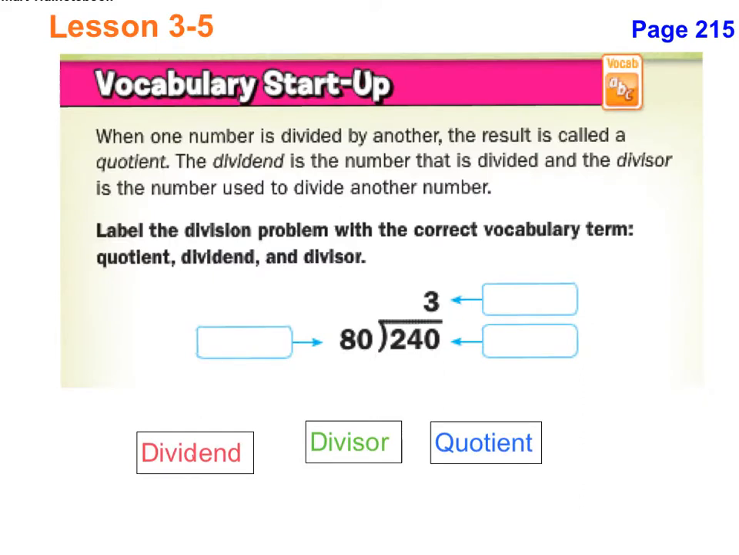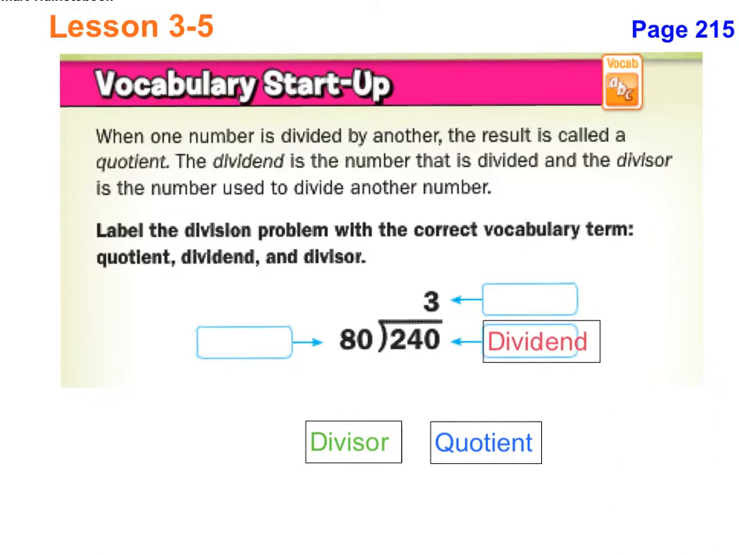All right, I'm on page 215, just thinking about our vocabulary, making sure that when I'm using good math vocabulary, you know what I'm talking about. Here we have an example. 240 divided by 80, and the answer is 3. What I would like you to do is to label the different parts. In a division problem, the first number, the number that goes inside of the division symbol, is called the dividend. Go ahead and label that in your book.